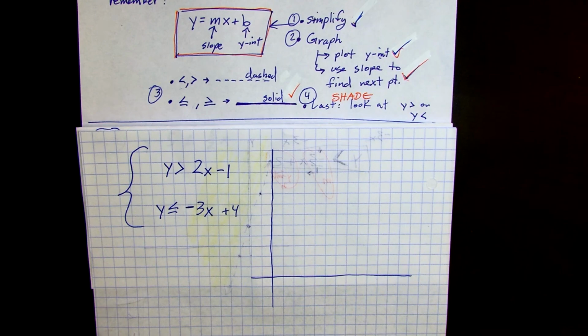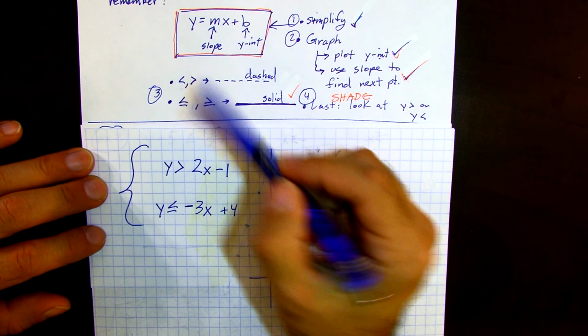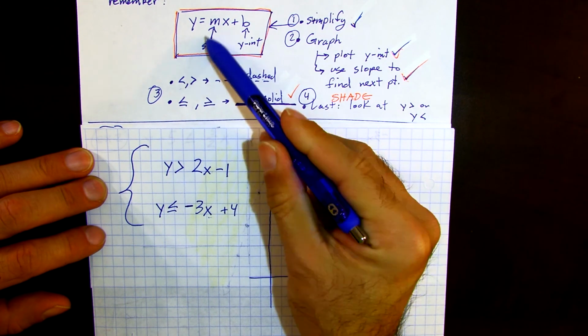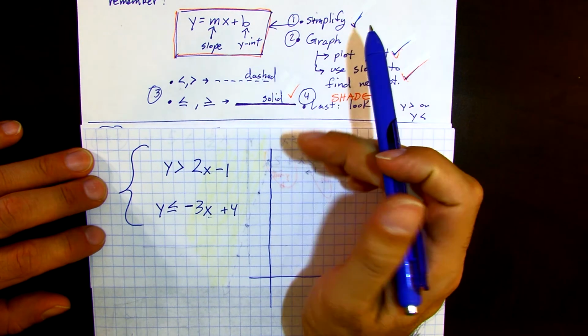All right, here we go. First step, simplify. Give me a thumbs up or a thumbs down. Are both of these in our slope-intercept form already? Give me a thumbs up or a thumbs down. Let's see.